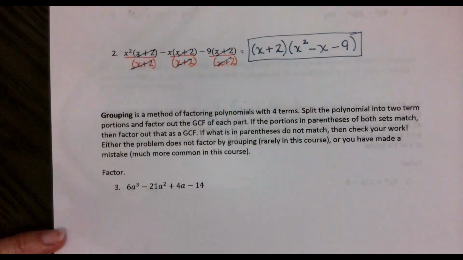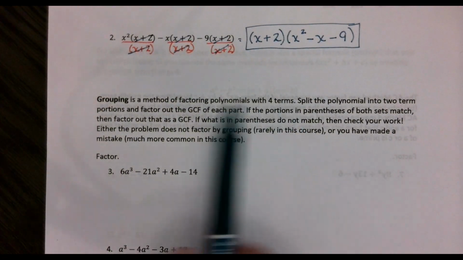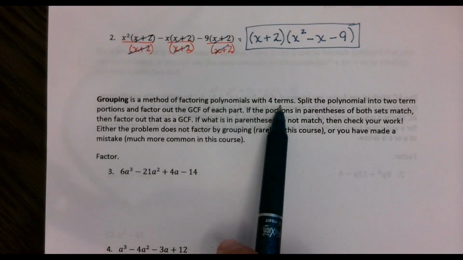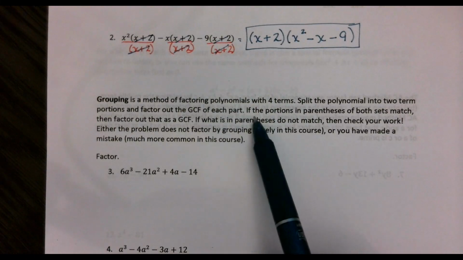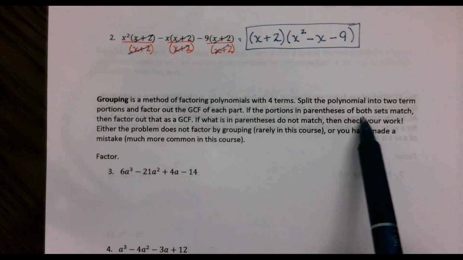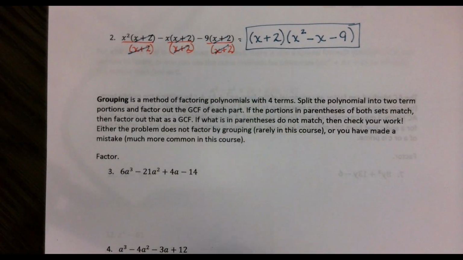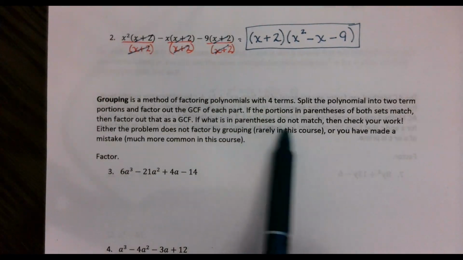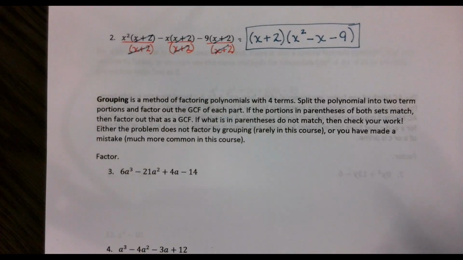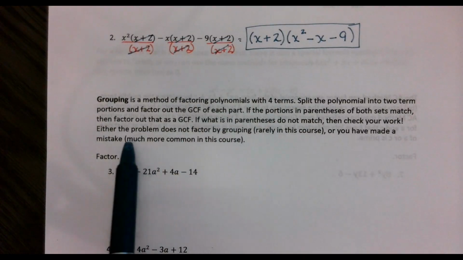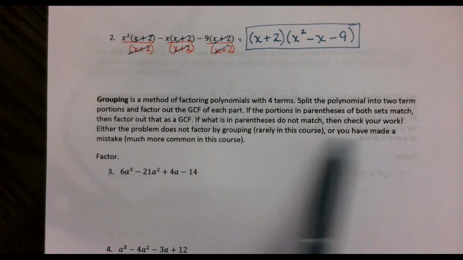Now, when you see something with 4 terms, the best way to do it is by grouping. Grouping is a method of factoring polynomials with 4 terms. You're going to split the polynomial into 2-term portions and factor out the GCF of each part. If the portions in parentheses of both sets match, then factor out that as your GCF. If they don't match, then you need to check your work. Chances are you've done something wrong, but there are times where things do not factor. Either the problem does not factor by grouping, rarely in this course, or you have made a mistake, much more common in this course.